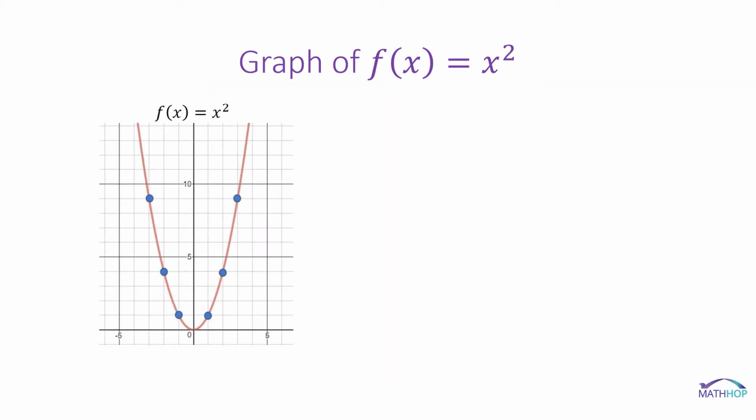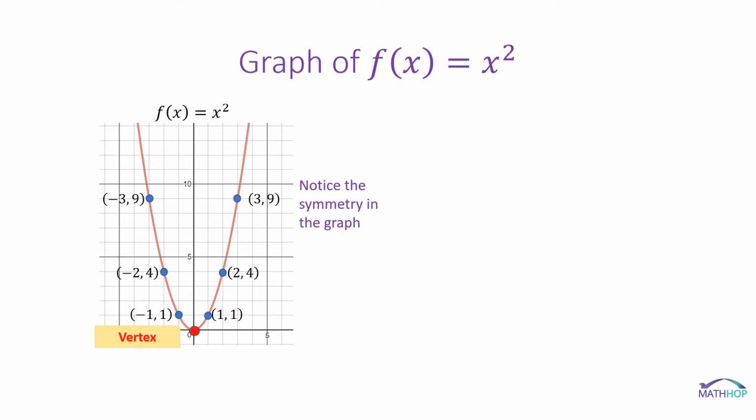Okay, so looking at the graph of f of x equals x squared, you'll notice the symmetry in the graph. We have the points negative 3, 9, and 3, 9. We have the points negative 2, 4, and 2, 4. We have negative 1, 1, and 1, 1. We also have this point down here, which has its own special name. It is called the vertex. The vertex on a parabola that opens up will be the minimum value.